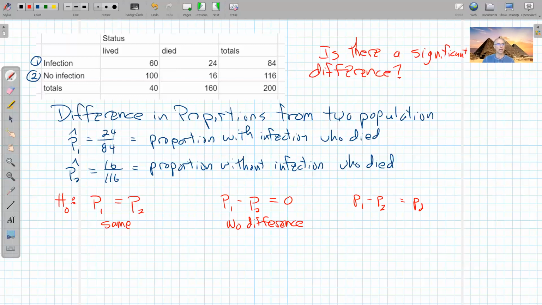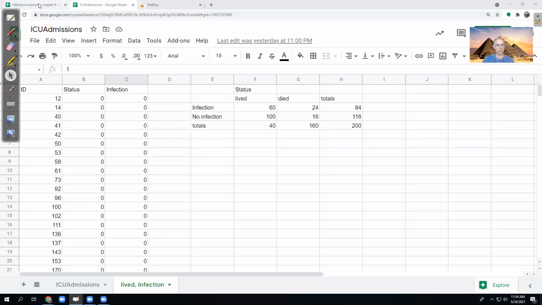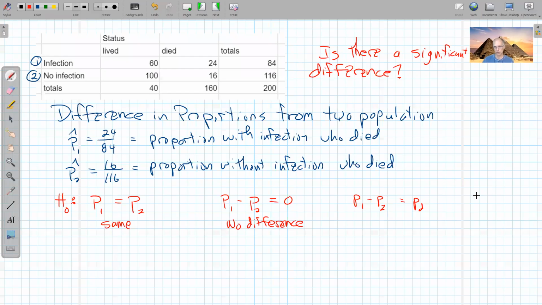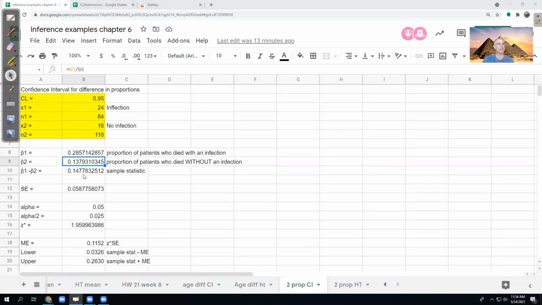So I took this and put it into my spreadsheet where I do all kinds of normal calculations, and I just entered my X1, 24 out of 84, and 1 had an infection, and calculated the proportions down here. So we get about 28.6% versus 13.8%. This one's about double that one, so that seems pretty significant, but we really need to measure it with a hypothesis test to double check. The difference in those two, I also calculated in that spreadsheet, is about 14.7.